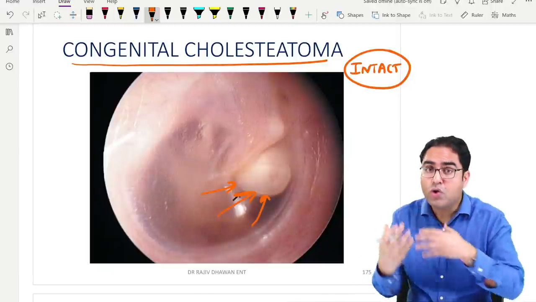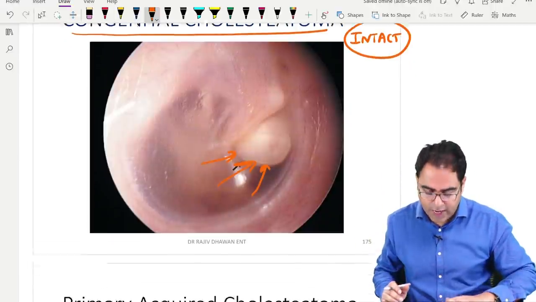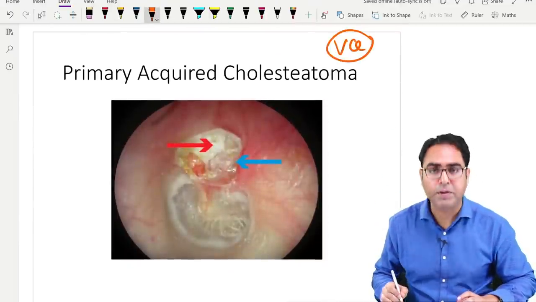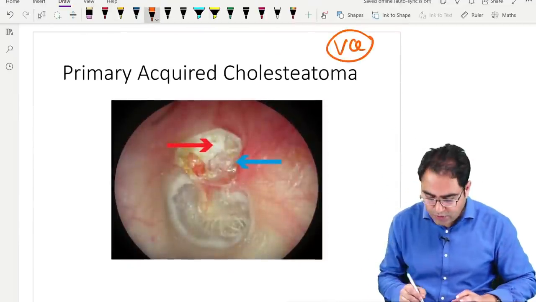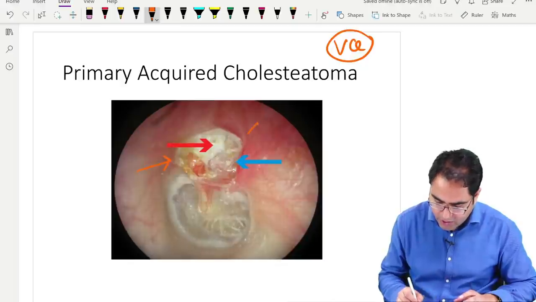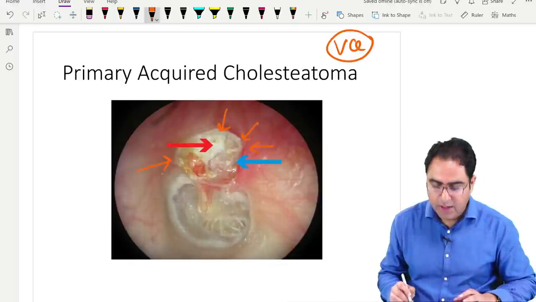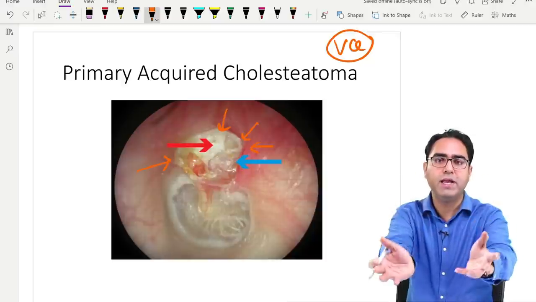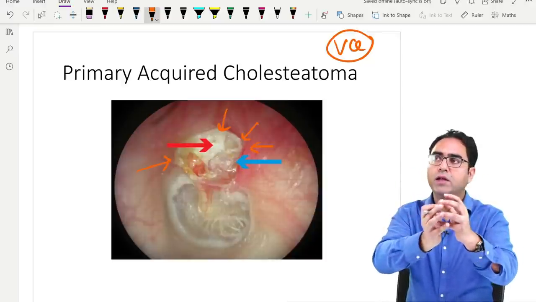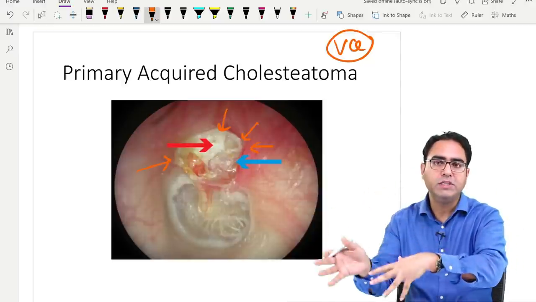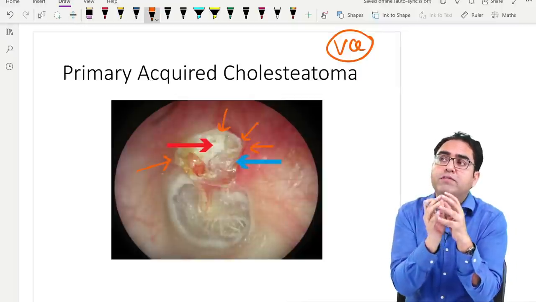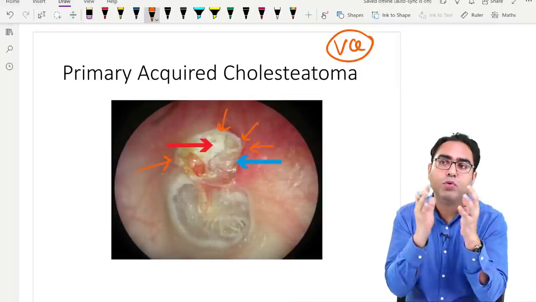Okay. The more common variety, this is not common. The more common variety is primary acquired cholesteatoma. This is a visual question of NEET PG, beta. Whenever you see a pearly white mass in the upper part of the tympanic membrane or middle ear, please mark primary acquired cholesteatoma. Cholesteatoma is skin in the middle ear. It's pearly white in color. It can be primary acquired, secondary acquired, congenital, or tertiary acquired also. But the primary acquired cholesteatoma is the majority, the most common type of cholesteatoma.